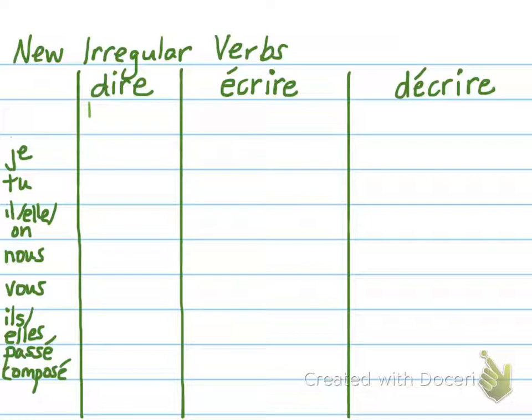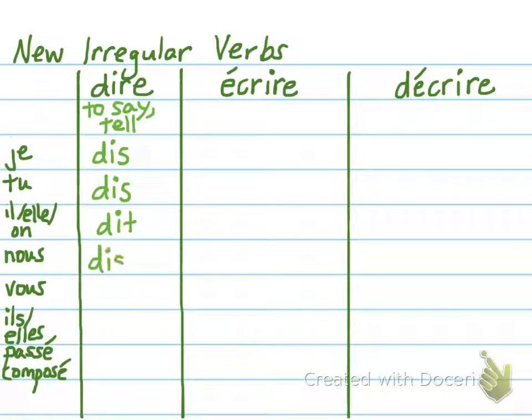Dire, which means to say or tell. And the forms of dire are je dis, tu dis, il, elle, on dit, nous disons, vous dites. Oh no, sorry. No circumflexes. Getting carried away with that. And il and elle disent.